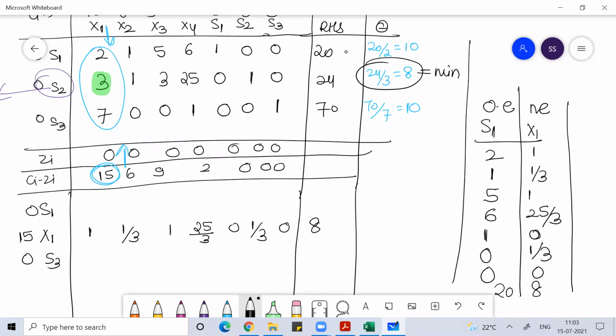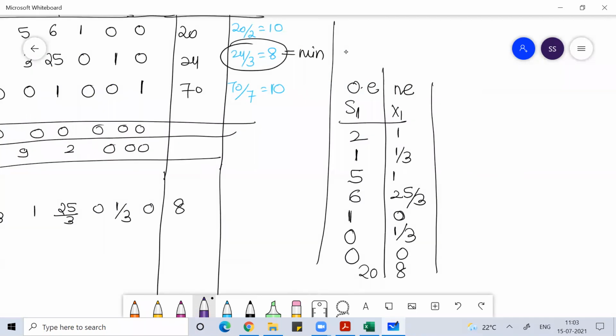And what is the constant? For S1, what is your constant? For S1, your constant is 2. So apply the formula. What is the new value of S1? That would be old element minus 2 into new element, because 2 is the constant. So 2 minus 2, this would be 0.